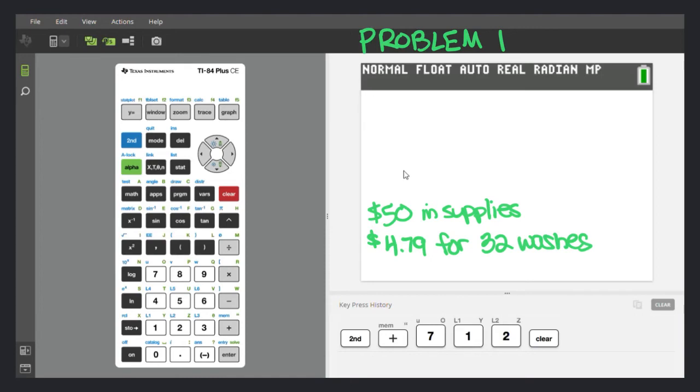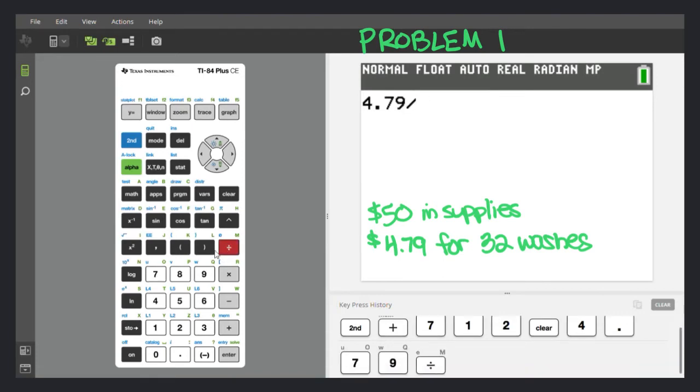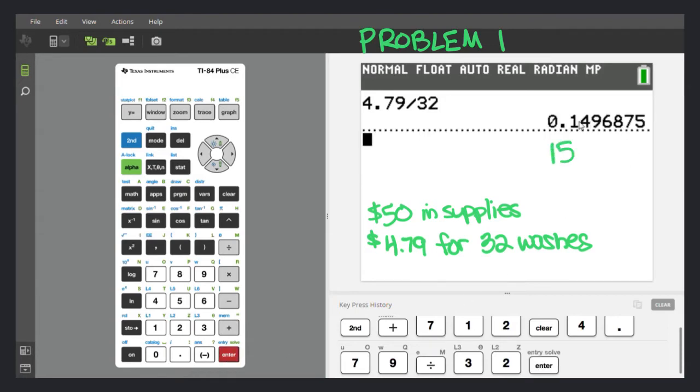Not much to do on the calculator, but we will do some. So find the per dog cost for the shampoo and describe how you found that. Now, if it's $50 in supplies and then it's $4.79 for the shampoo, we really care about the $4.79. So we'll take that $4.79 and find out kind of approximately right. Sometimes you'll use more or less on each dog, but approximately 15 cents per dog.